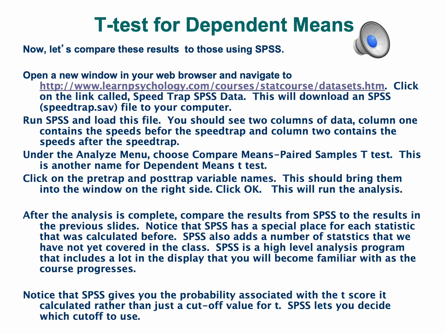Okay, run SPSS and load this file into the program. You can run SPSS most easily by double-clicking on the speedtrap.sav file, or double-clicking on the SPSS icon and then choosing Open Dataset or Open File to open the file. When you open it up, you should see two columns of data. Column 1 contains the speeds before the speed trap, and column 2 contains the speeds after the speed trap.